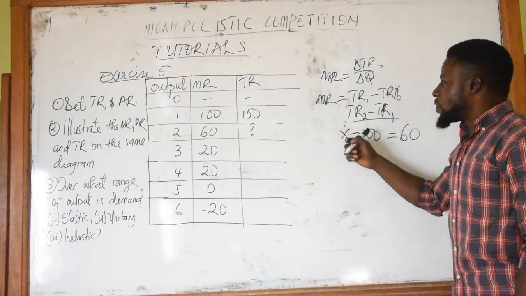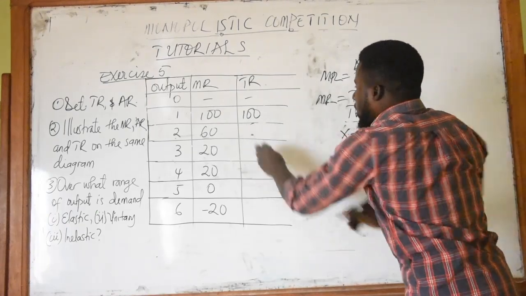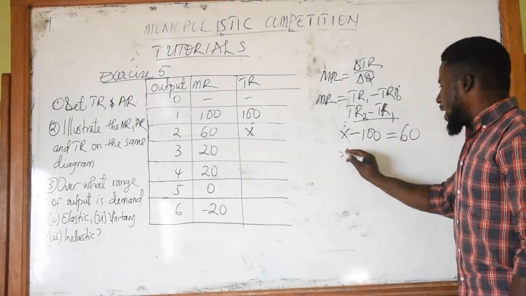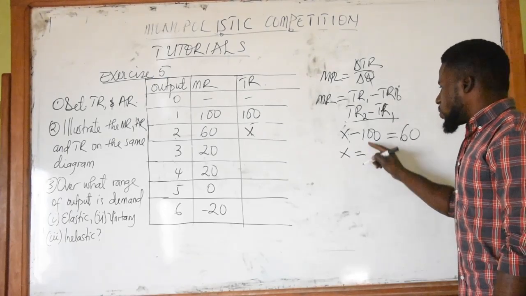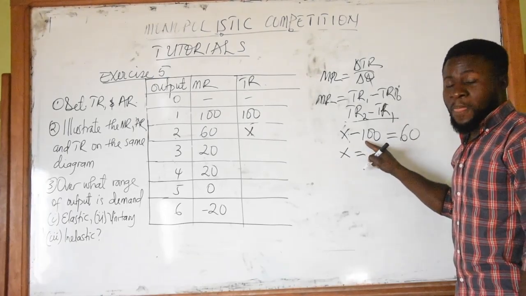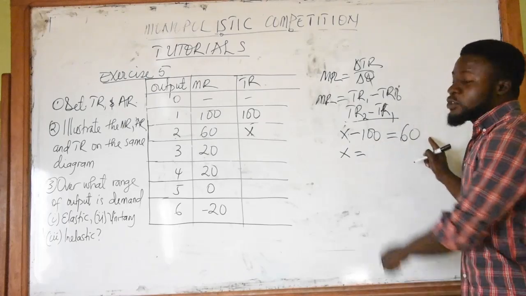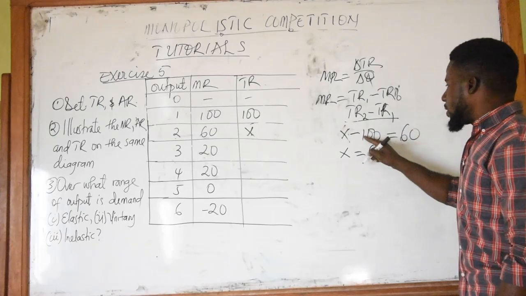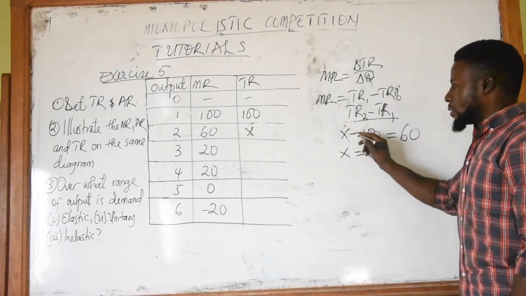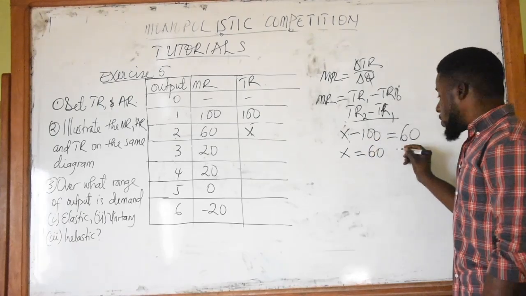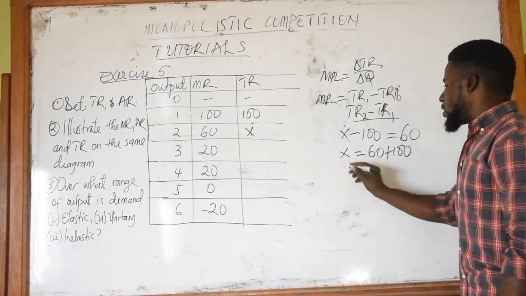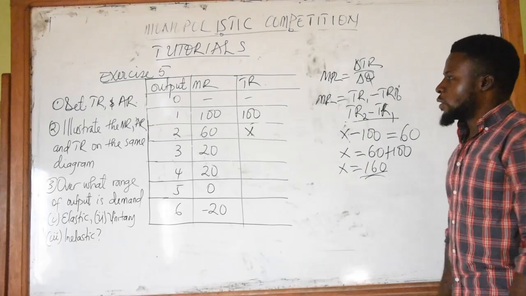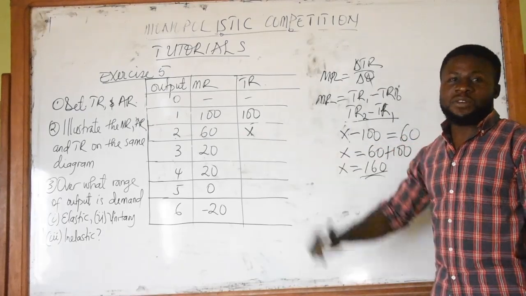So if you want to solve for X, we bring like terms together. 100 crosses the equality sign to join the 60. So X is equal to 60 plus 100, because when a negative crosses the equality sign, it changes to positive. So X is equal to 160, which means that our total revenue here is 160.